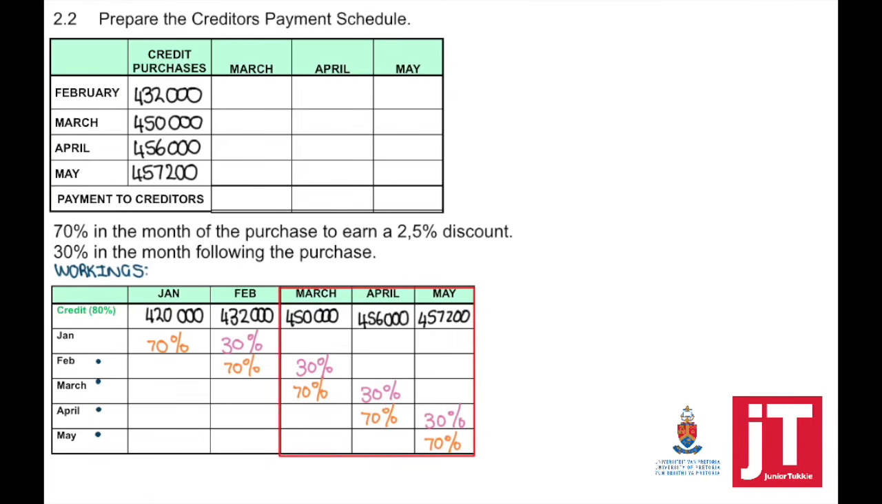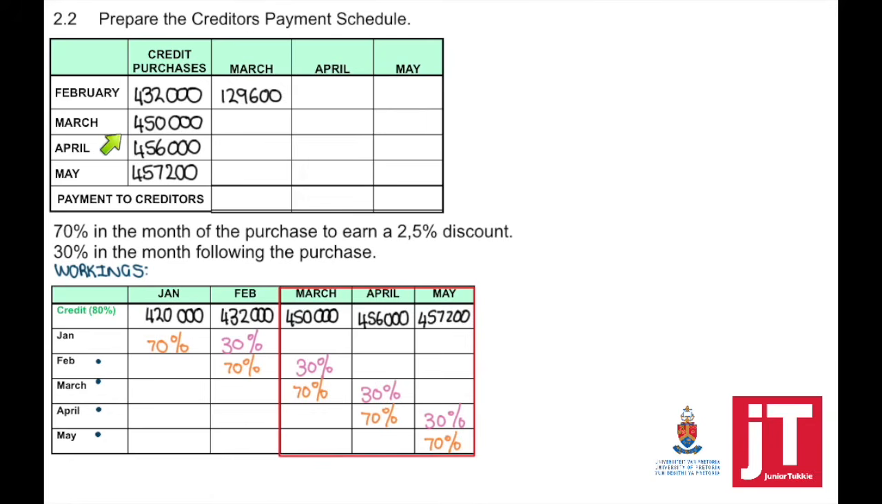Why do we start from February? Because if I look at January, 70% is in the same month and 30% in the second month of purchase. So this does not fall within our budget period. So this is why January will be excluded, and we're starting from February. So in February, 432,000 times 50% is what we will pay in March.